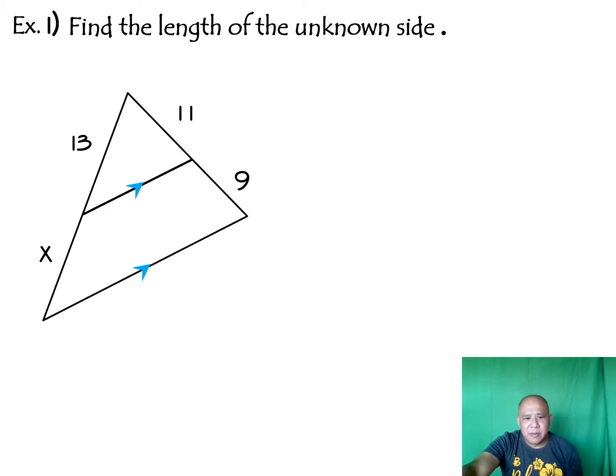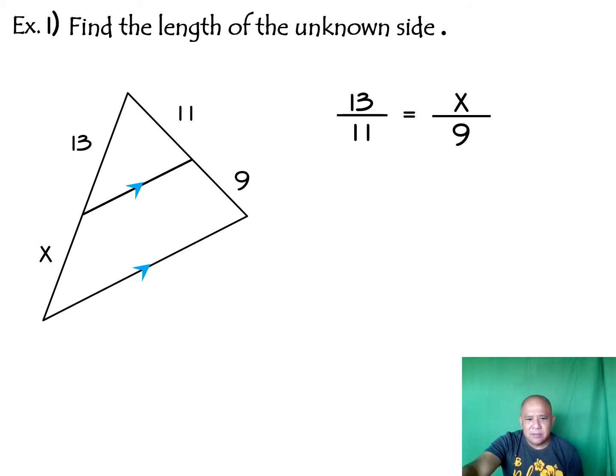So let's apply this to example 1. Find the length of the unknown side. In the last lesson we cross multiplied. Same here. So I'm going to say 13 is to 11 as, now notice, I went from left to right, so I have to go from left to right again, as x is to 9. I have to keep it consistent. I went 13 is to 11, so I have to go x is to 9.